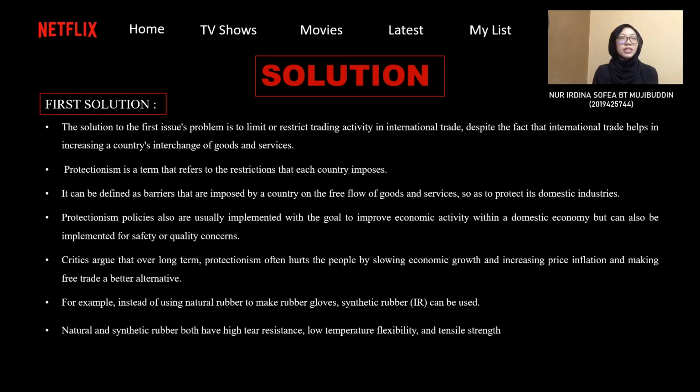Industry subsidies are one type of protectionism tool that can be used. The government should subsidize local producers in order to expand or improve their products while using fewer raw materials.